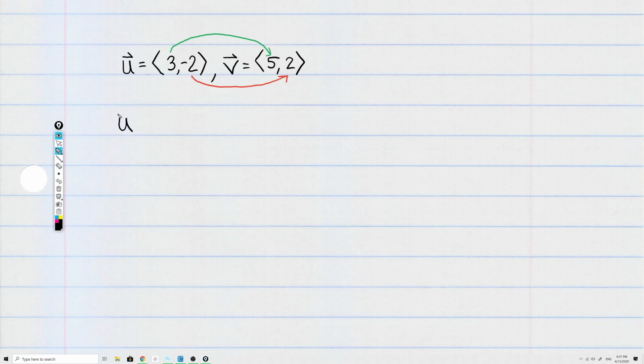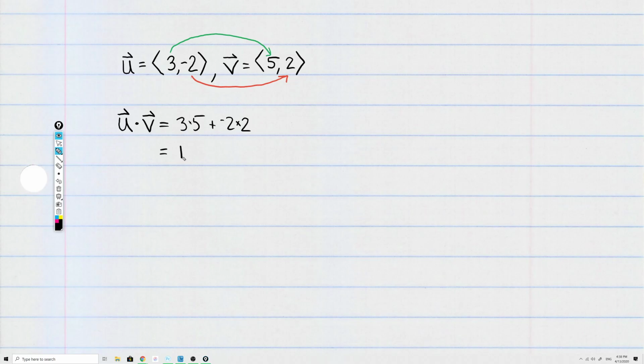Now the proper notation for the dot product looks like this. We have vector u, and then we're actually going to put a dot. That's why it's called the dot product. So vector u dot vector v, and the calculation is 3 times 5, and then you add negative 2 times 2. So this just turns into arithmetic.